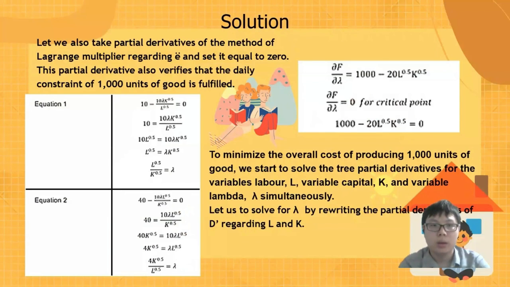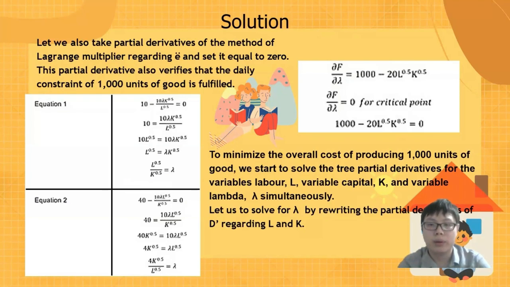Let us also take the partial derivative of the Lagrange function with respect to lambda and set it equal to 0. This partial derivative also verifies that the daily constraint of 1,000 units of goods is fulfilled. So the partial derivative with respect to lambda is equal to 1,000 minus 20 L to the power of 0.5 times K to the power of 0.5, which is equal to 0 for the critical point. The equation is 1,000 minus 20 L to the power of 0.5 times K to the power of 0.5 is equal to 0. To minimize the overall cost of producing 1,000 units of goods, we solve the three partial derivatives for the variables L, K, and lambda simultaneously.